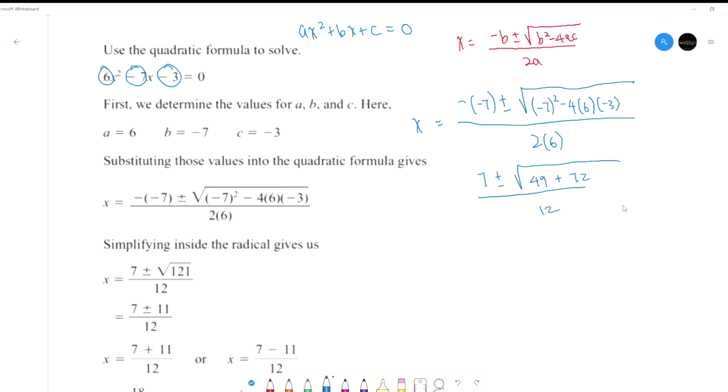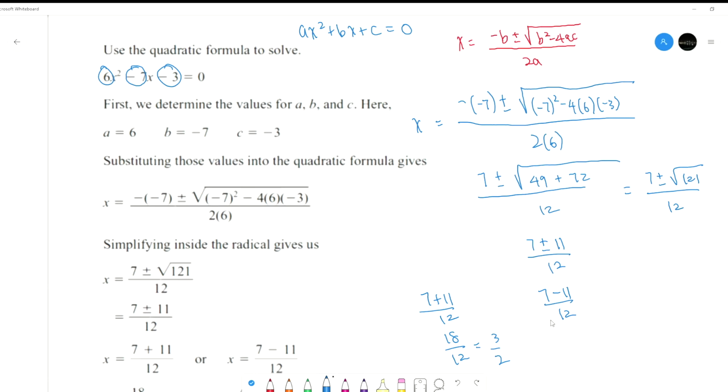So 49 plus 72, that's 121. So this is 7 plus or minus radical 121 over 12. And radical 121, I asked you to memorize, is equal to 11. So you have 7 plus or minus 11 over 12. Now those are integers, right? So you do have to do them separately. You get 7 plus 11 over 12, or 7 minus 11 over 12. So the first one, we get 18 over 12. And any fraction that can be simplified, you should reduce, right? So this is 3 over 2.